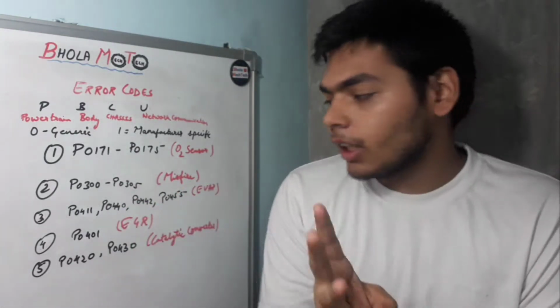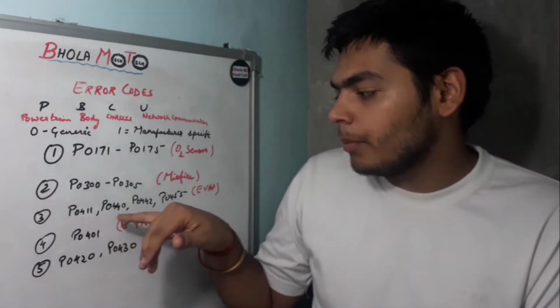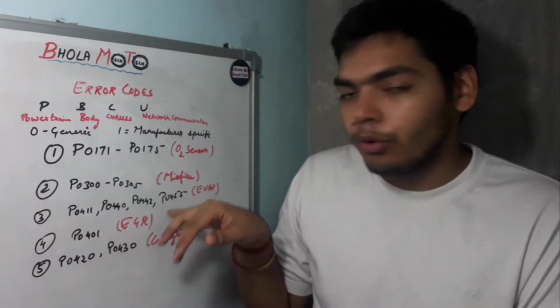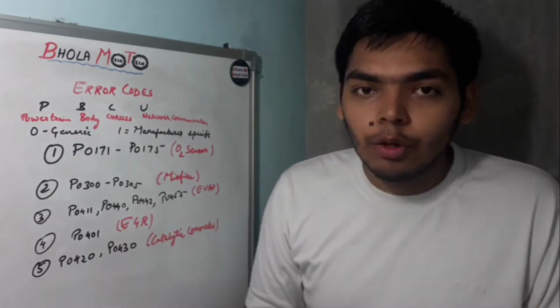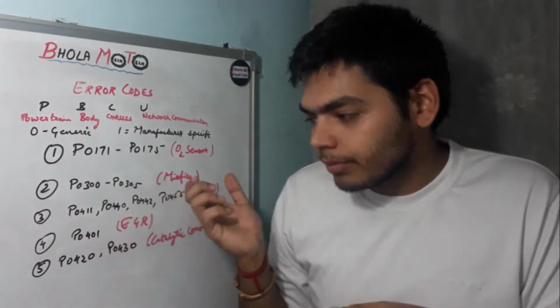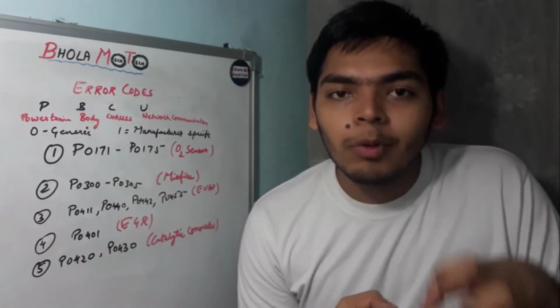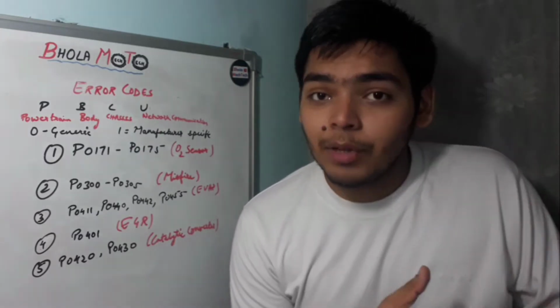Now the third code is P0411, P0440, P0442, P0455. All of these codes will signify there is some problem in the EVAP system. EVAP is the evaporative system.